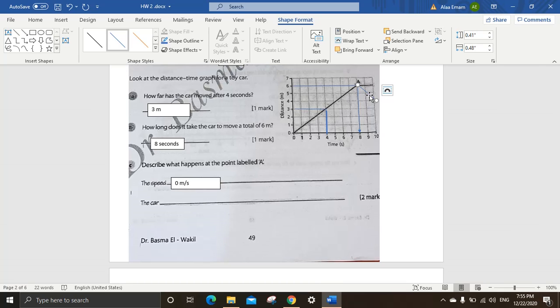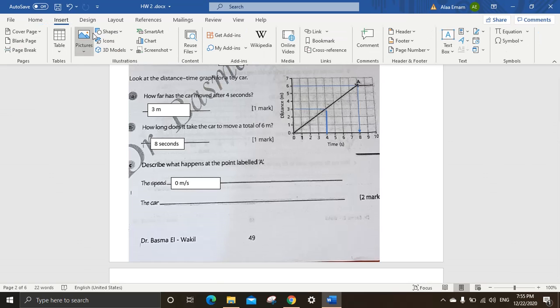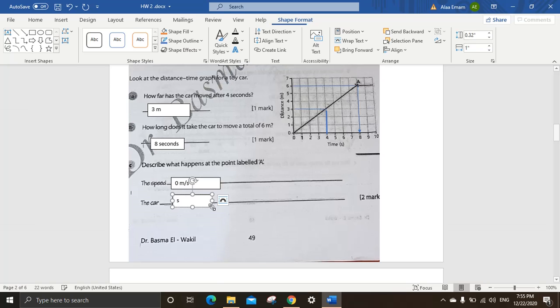of time. He's asking about a specific second, which is at 8 seconds, or the 8th second. What happened at this specific second? So you just mention the speed at this specific point, and the speed at this specific point is actually 0. Why? Because the car already stopped. So we write here the answer: the car stopped.